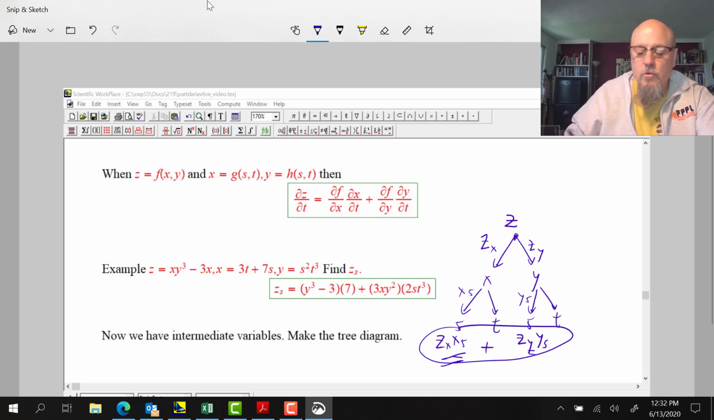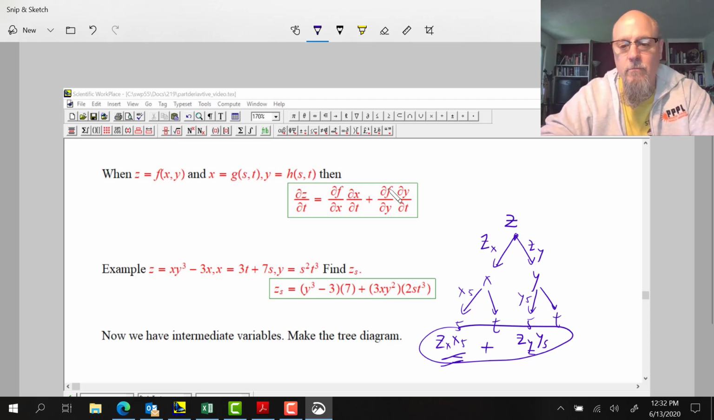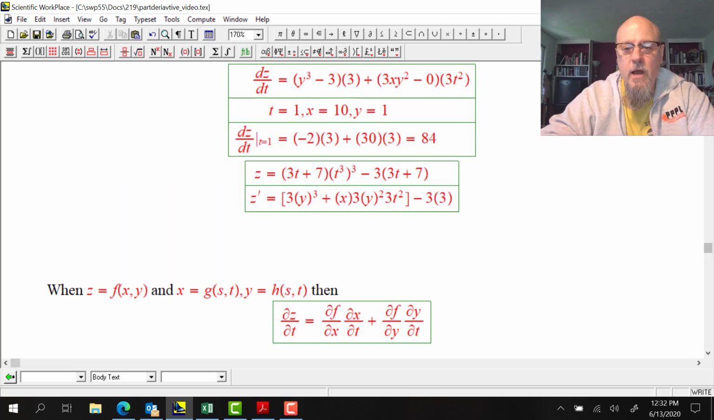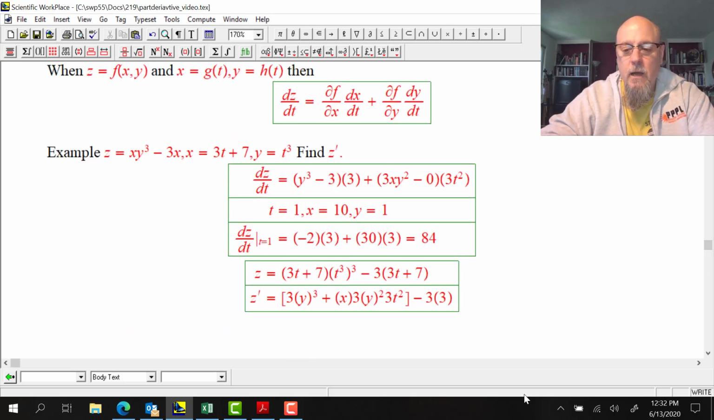And that's using the tree diagram to sort of, instead of memorizing, or I guess we're not memorizing, you're just understanding these formulas, but the tree diagram keeps me organized so I don't miss anything. That's what I mean by make the tree diagram. Would the tree diagram have worked up here? Yeah.